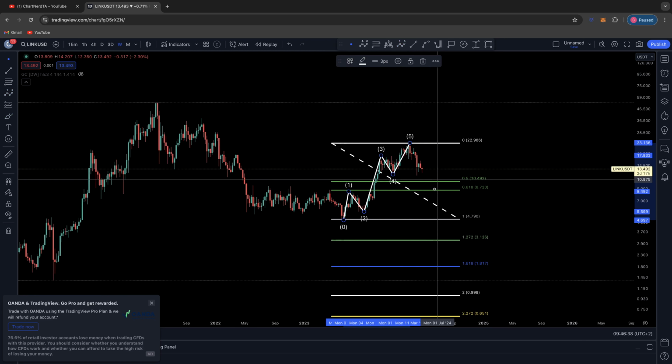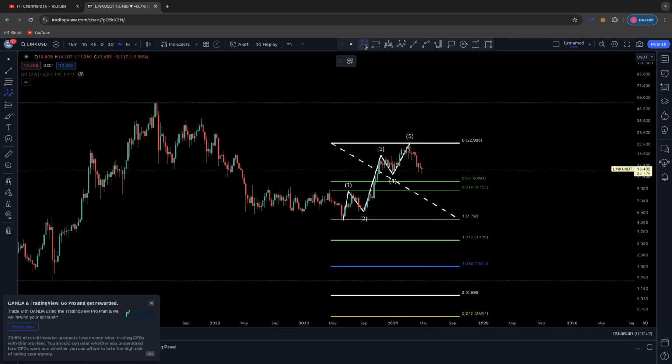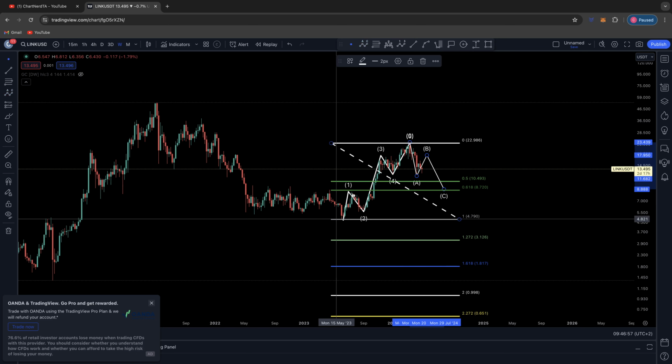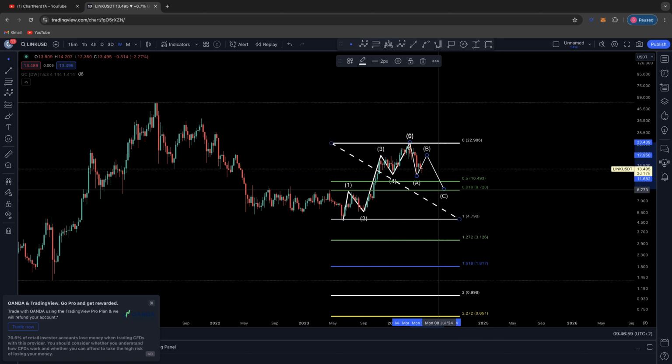And right now, what I think we're going through for Chainlink is some sort of ABC correction, where this is an A, okay, and it could come back again to $10, or it could be this low here. If we start to rally up and fail to take out $17, then I would expect a larger C wave back down to support. And what you'd have is a 5, 3, a wave 2 correction.